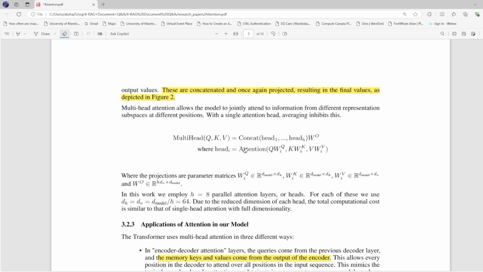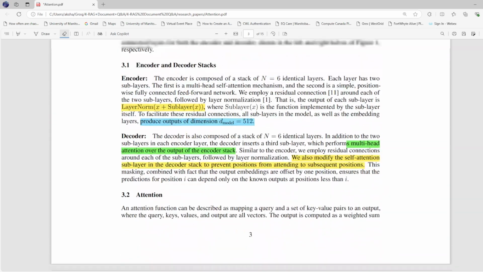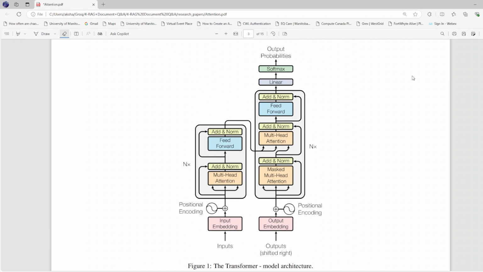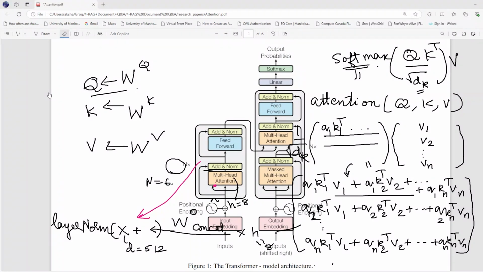So this is the multi-headed attention. You concatenate at the end, and you again do a weight matrix, which will make your outputs again back to d_model, 512 length vectors. So that's the multi-headed attention. Now going back, this is where we are.